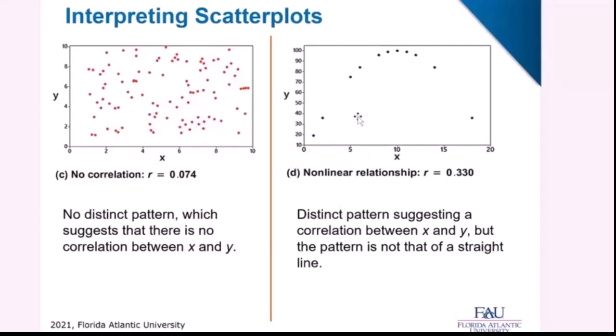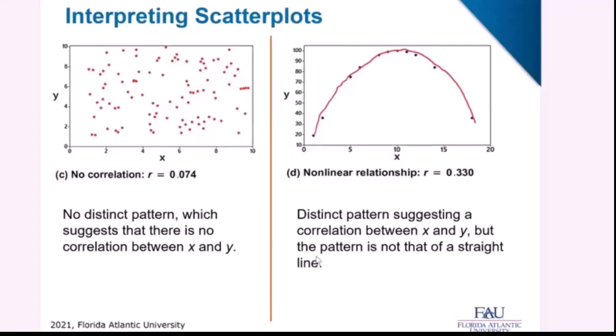Now here, there is a pattern. If you're familiar with a parabola, it actually looks a lot like a parabola. Is a parabola linear? Absolutely not. Our nonlinear relationship R equals 0.330, which is very small because it's not linear. We do have a distinct pattern suggesting there is some correlation between X and Y, but the pattern is not that of a straight line.